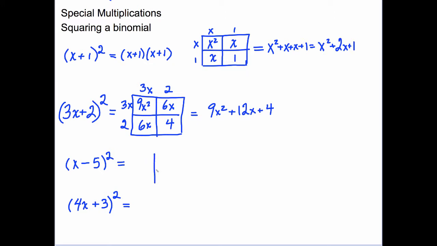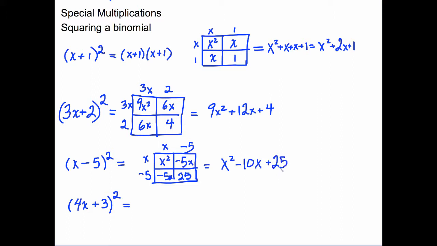If we set this one up using expansion boxes, very quickly, this is x and negative 5, x, negative 5, so this would be x squared minus 5x minus 5x, and plus 25. So this would be x squared minus 10x plus 25.